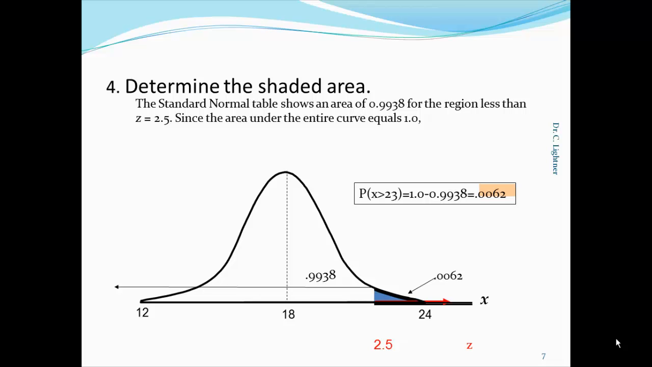According to the table, this area is 0.9938. Since we know that the area under the curve is equal to 1, the shaded area that we are interested in is equal to 1 minus 0.9938, or 0.0062. Thus, the probability that the demand exceeds 23 is equal to 0.0062.